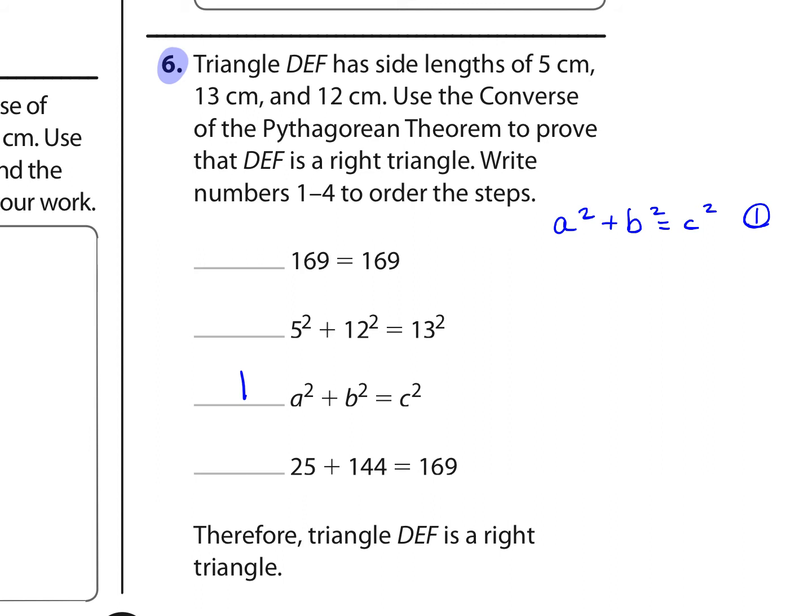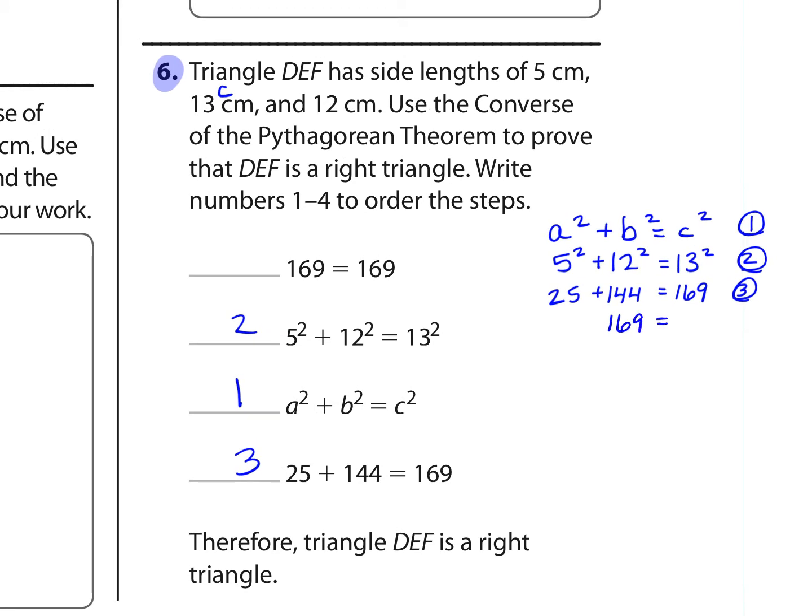And then we plug in the side lengths. The longest side is 13, so it has to be C. And then we've got 5 and 12, and they can be A and B in either order. And so that is our second choice. Now, if we're going through and showing all our steps, then we would show that 5 squared is 25, and 12 squared is 144, and 13 squared is 169. So that is our third step. And then our final step, we add 25 plus 144, and it comes out to 169.